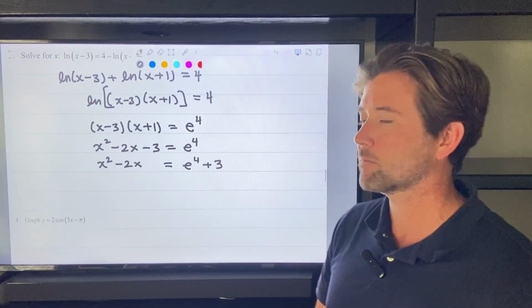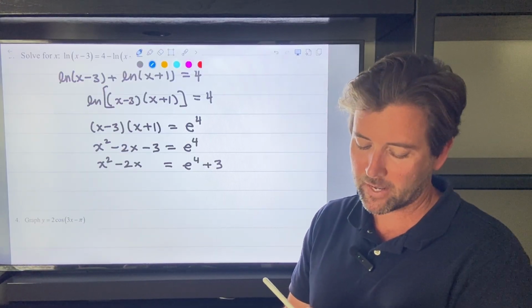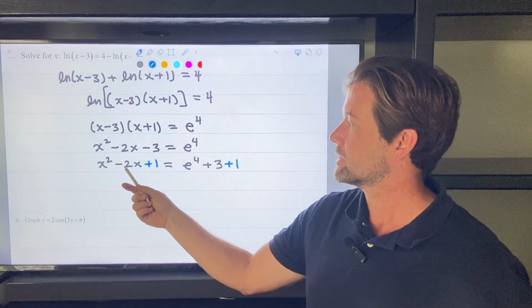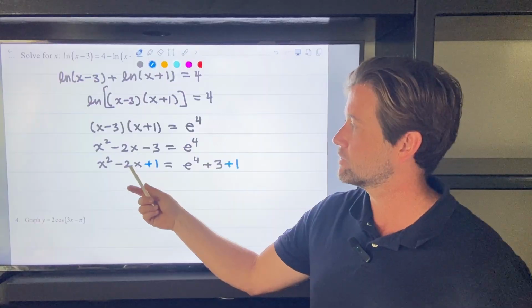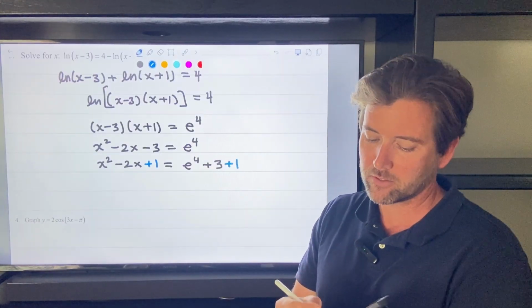And now I'm going to solve this by completing the square. Otherwise, you could use the quadratic formula. I'm going to add 1 to both sides. I get this number 1 by taking half of negative 2. Half of negative 2 is negative 1. When you square that, you get positive 1. So I add 1 to both sides.